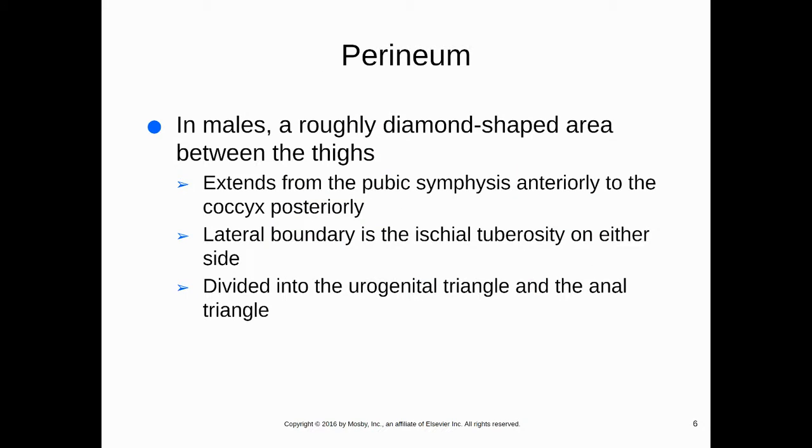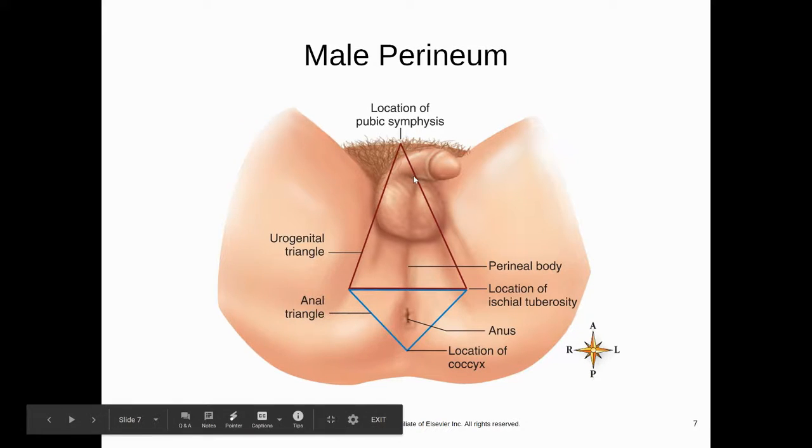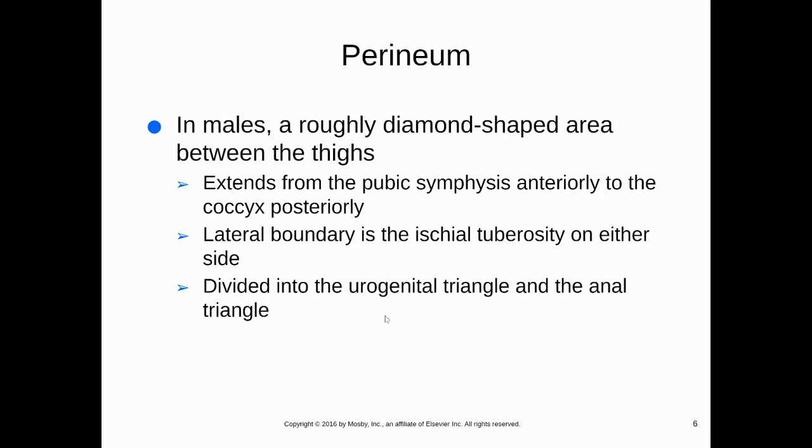Whenever we talk about this, males and females both have something called a perineum. It's a diamond-shaped area that occurs between the thighs. Essentially, the best way to put this is that it separates our area of reproduction from our area of excretion.